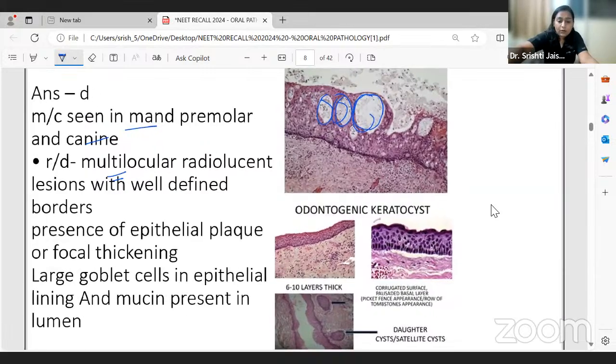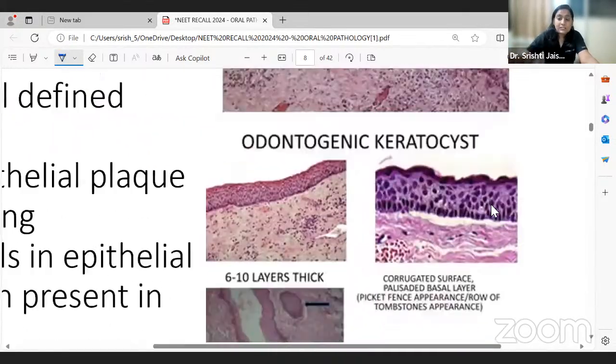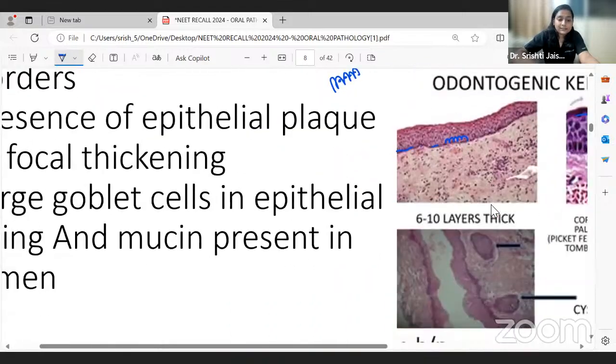Now, coming to the OKC, OKC was also there in your option. What do we see in OKC? A 6 to 10 layer thick lining along with a corrugated surface with presence of picket fence appearance, which is also called row of tombstone appearance. These are tall columnar cells in which the nucleus is present at the same level. This is called picket fence appearance or the row of tombstone appearance.